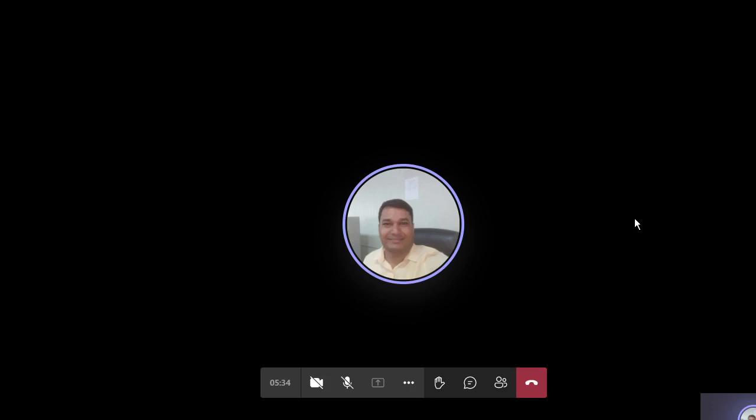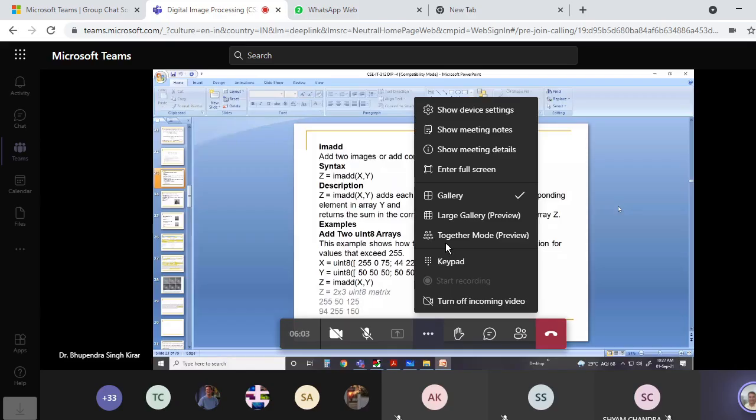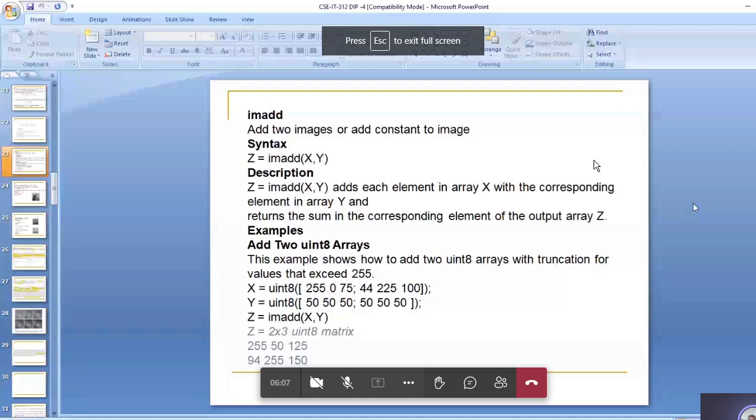Now I am skipping this arithmetic operation. I have represented the sum, difference, multiplication and division in terms of f of x plus g of x. So up to here, if any student has any doubt, then please ask. I have also covered it with the help of MATLAB code. Now this is the MATLAB code. I am adding a function to two images.